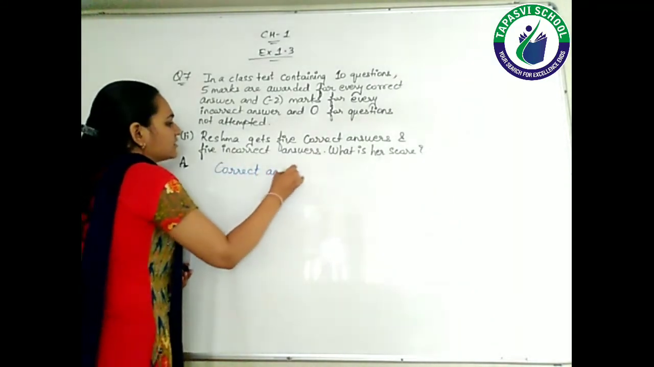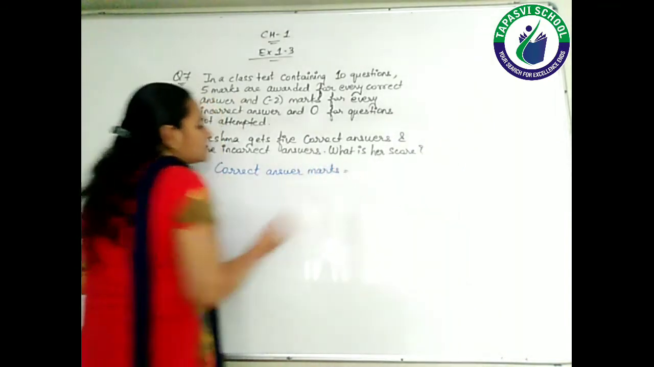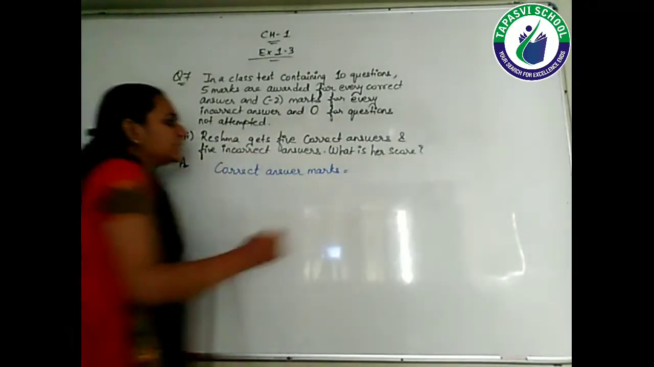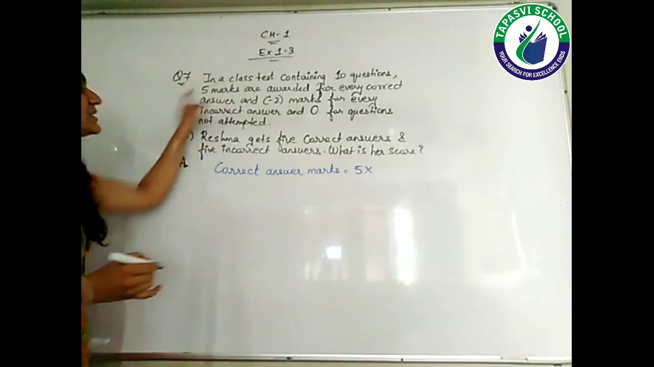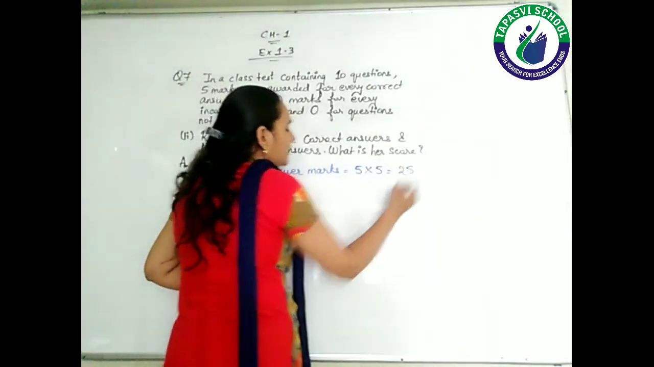Correct answer marks, right? So how many questions are correct? 5. What is the score of one correct answer? That is 5. One question 5. So 5 5s are 25.